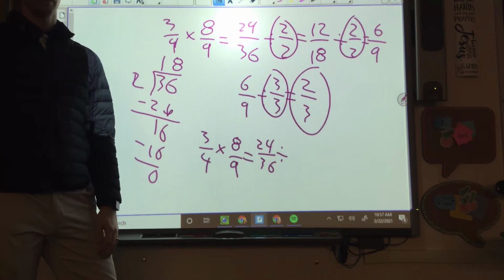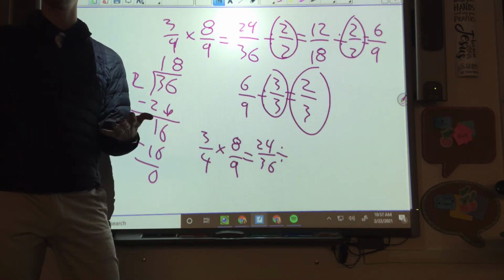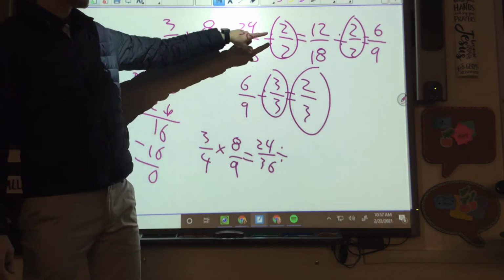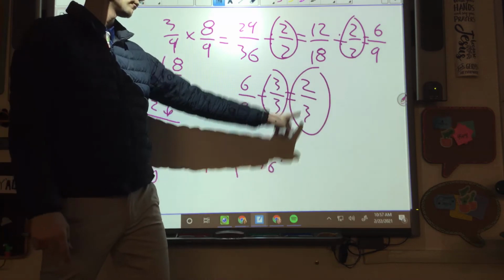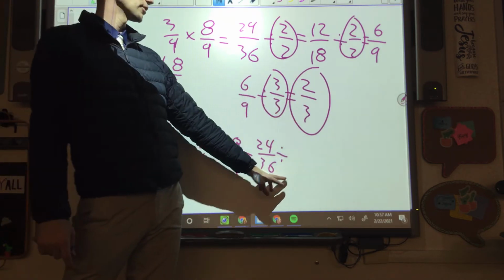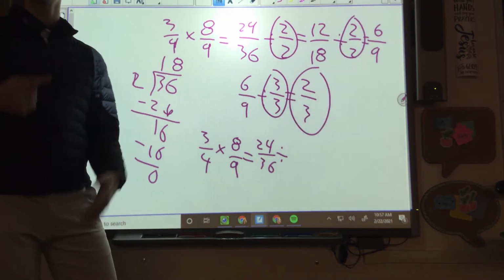12. Now, the better you know your multiplication facts, the easier this is going to be. So 4 times 3 is 12. We could divide by 12 over 12 right away. 24 divided by 12 is 2. 36 divided by 12 is 3. We would have gotten 2 over 3 right away.